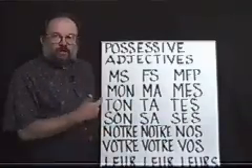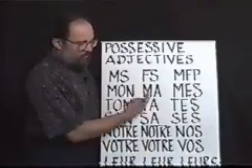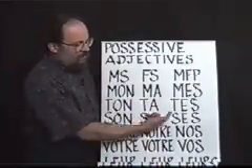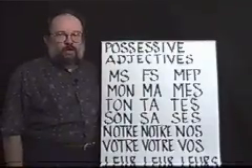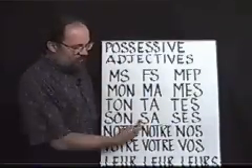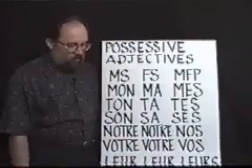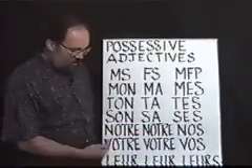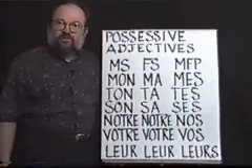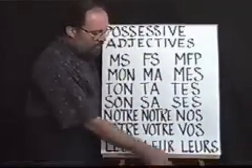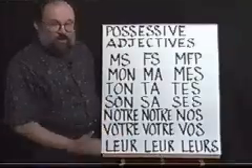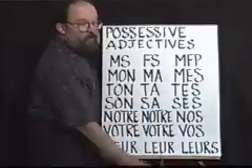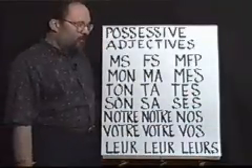All right? Here they are. Corresponding to my in English: mon, ma, mes. Corresponding to your, familiar, in English: ton, ta, tes. Corresponding to his or her, and we'll get back to this in a second: son, sa, ses. Corresponding to our: notre, nos. Corresponding to your, formal this time: votre, vos, and corresponding to their: leur and leurs. You use these forms with a masculine singular noun, those with a feminine singular noun, and you use these with either a masculine or a feminine plural noun.